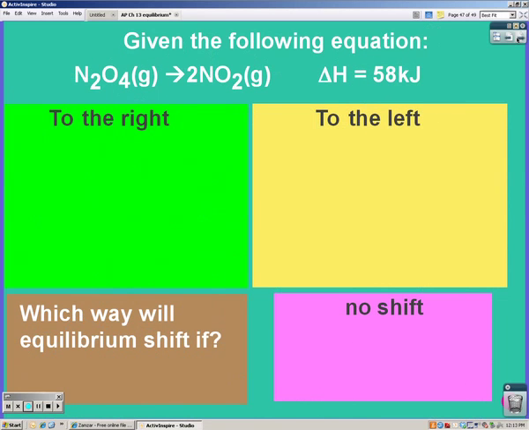You have about 10 different situations that you need to determine if it shifts right, left, or no shift. Solve these on your own, and we'll check these in class.